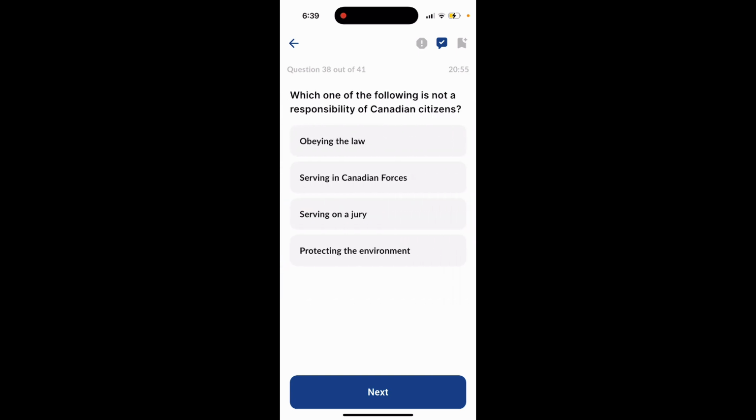Question 38. Which one of the following is not a responsibility of Canadian citizens? Obeying the law, serving in Canadian forces, serving on a jury, protecting the environment. The answer is serving in Canadian forces, option 2.